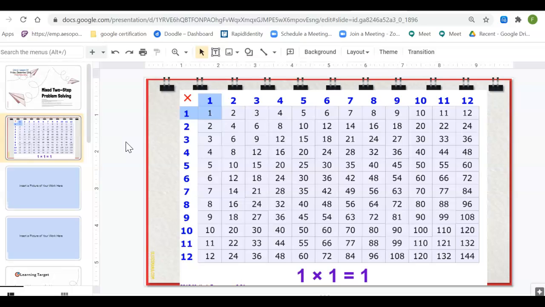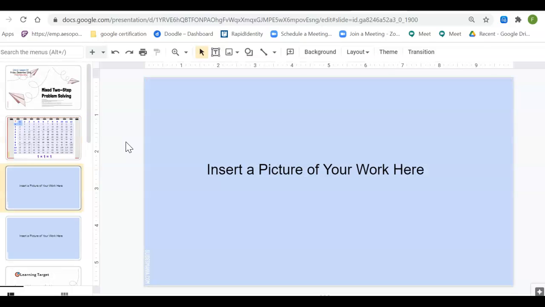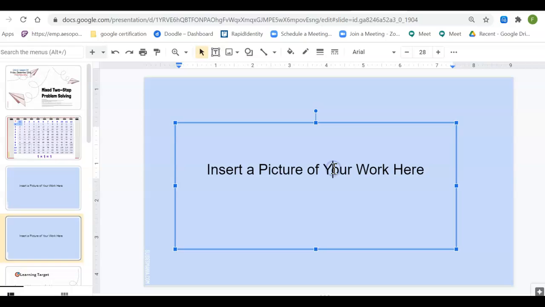And on this slide, I have your multiplication table that's here as a resource for you. And on the next two slides, there's a place for you to take a picture of your work and to insert your work inside of these slides. So if you do your work in your binder, you would take a picture of your work and insert it here.